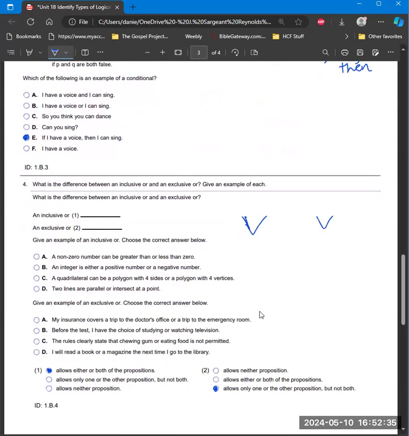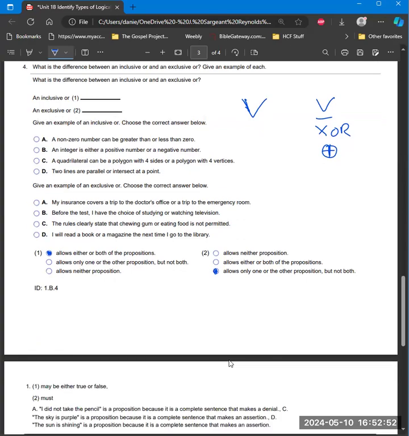So sometimes we're going to write this. Sometimes you're just going to see this stands for exclusive or. Other times we're going to make up a symbol that looks like that with a circle with a plus sign in it. Your teacher will tell you what symbol they want you to use for an exclusive or.